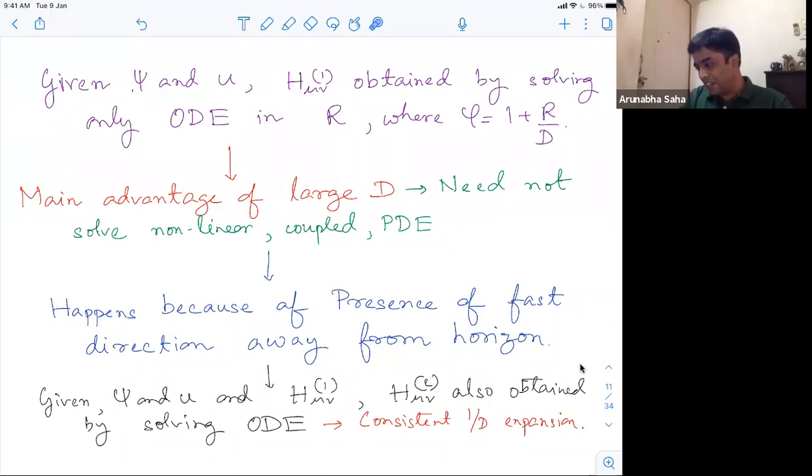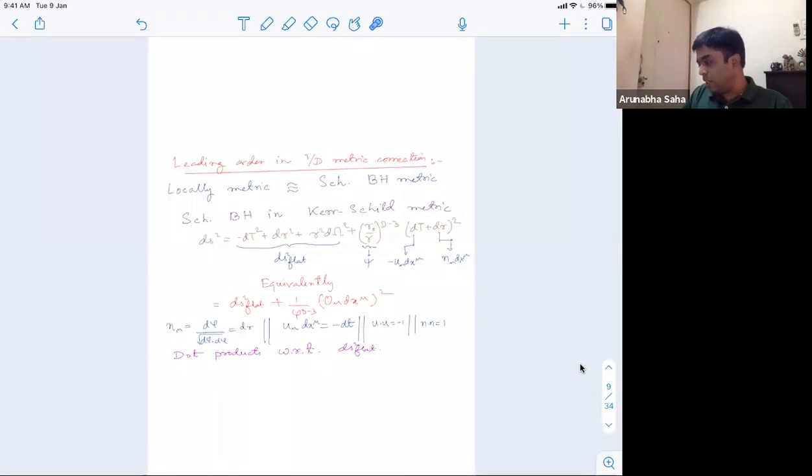And this fact, that the set of partial differential equations actually gets converted to an ordinary differential equation, happens because the space-time has a fast direction, as I told earlier.